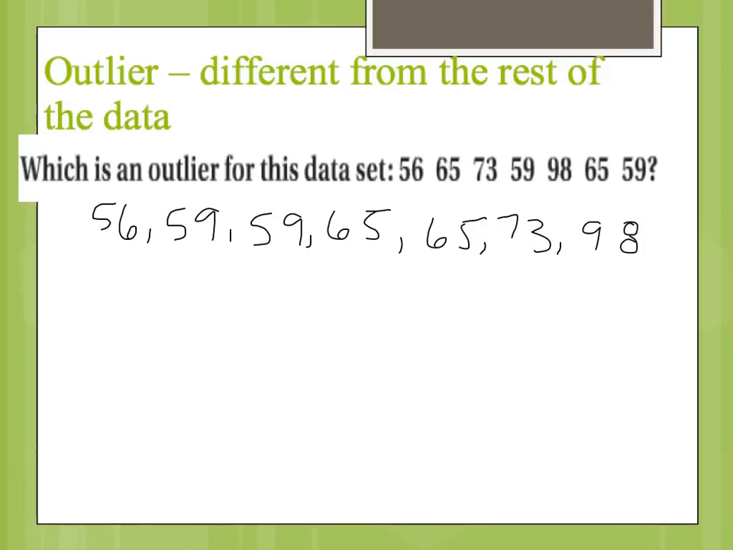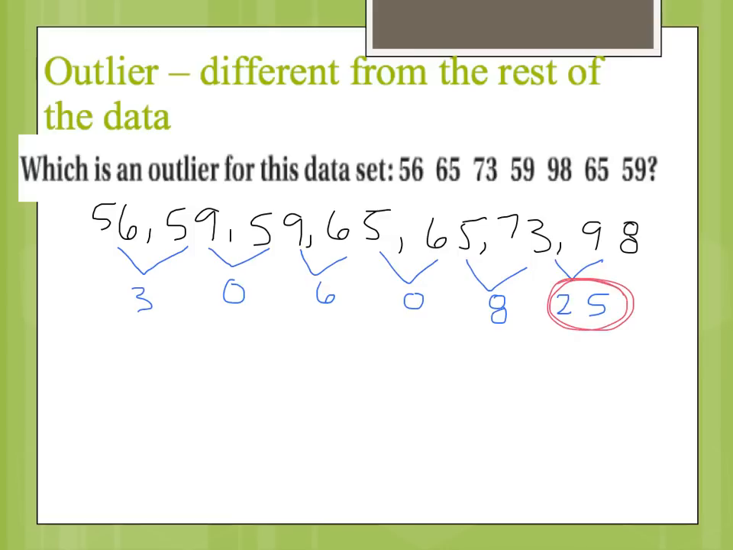You want to check the difference in between each number. The difference in between 56 and 59 would be 3. The difference here would be 0. Here would be 6. Here's 0, 8, and here we have 25. Now most of the numbers are relatively close, except right here. That's a very large difference in between two numbers. So the outlier here would be 98. It doesn't fit into the rest of the data points.